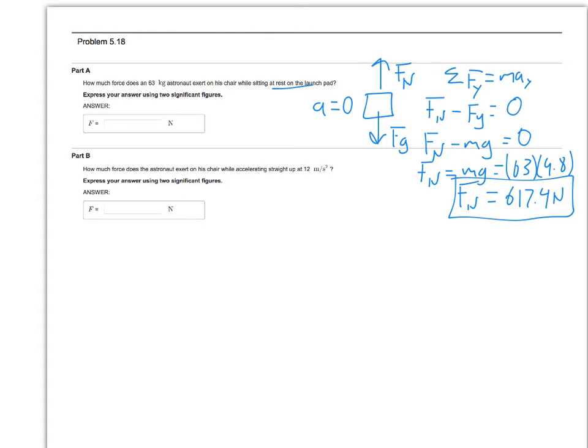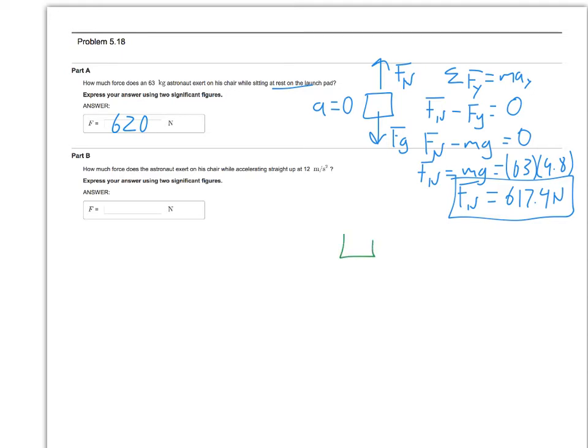Technically, it says how much force does the astronaut exert on his chair, but it's the same thing. This is a Newton's third law pair. So whatever this force is that the chair exerts up on the astronaut, that's what the astronaut ultimately exerts down on the chair. And so it's just 617 newtons, rounded to 2 sig figs would be 620 newtons.